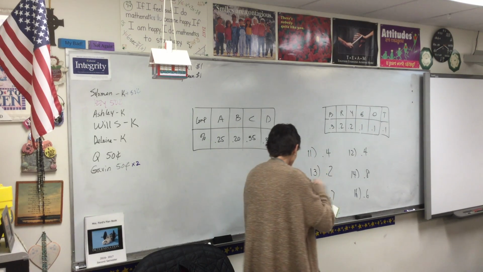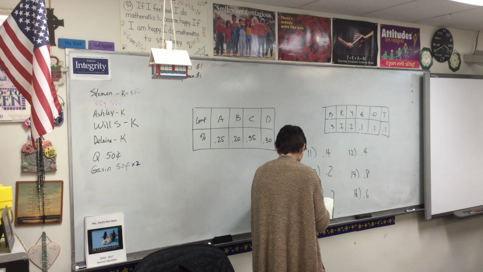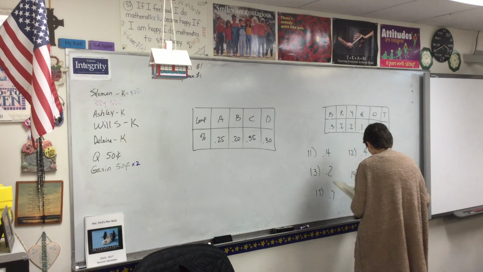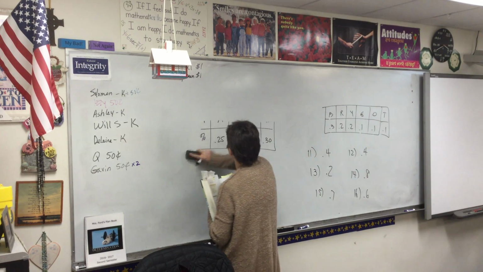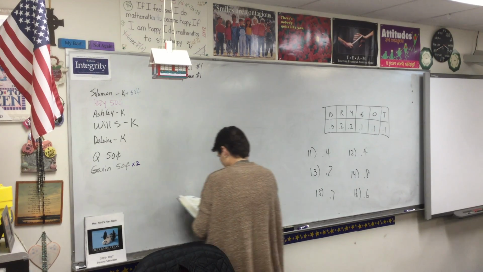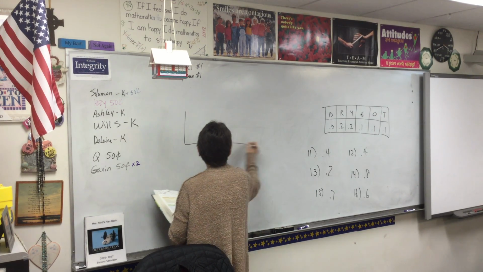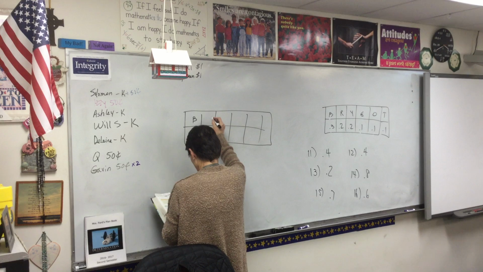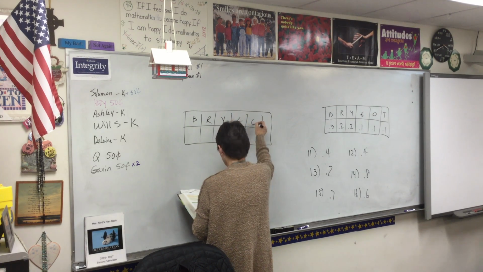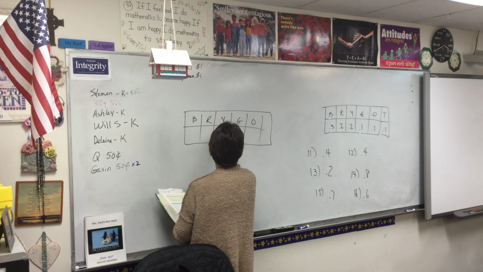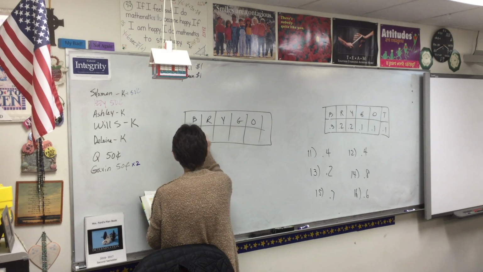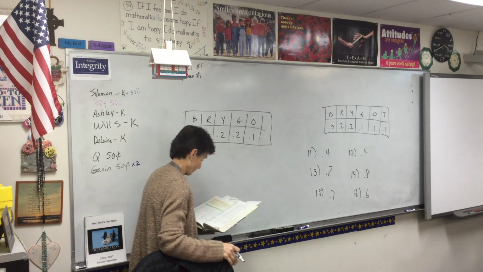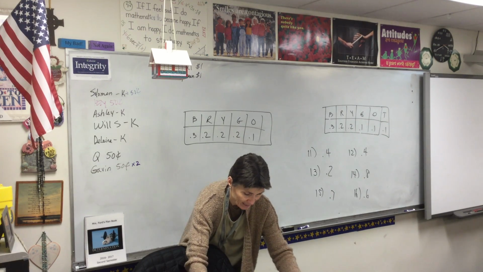Okay, now, the very next set of problems involves a different bag of candy. Same idea. In this bag of candy, we've got brown, red, yellow, green, orange. That's it. And it's 0.3, 0.2, 0.2, 0.2, 0.1. Okay? So now we're using this bag of candy.